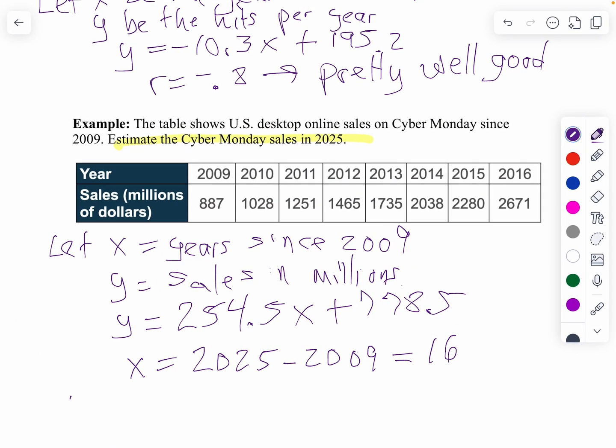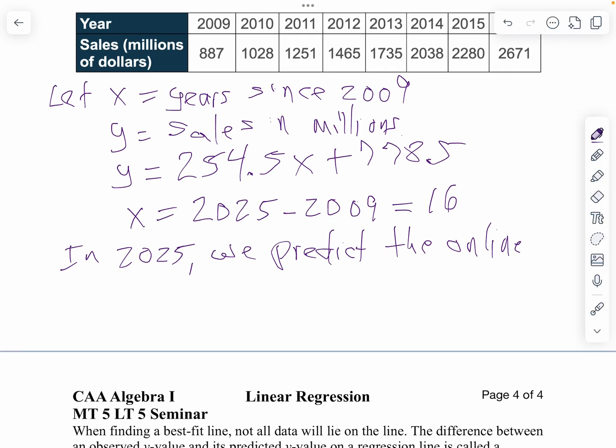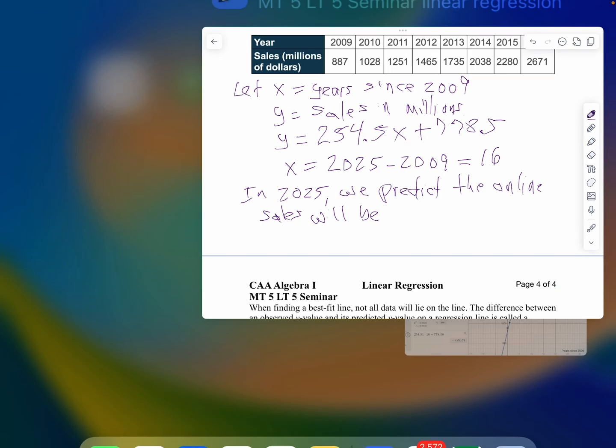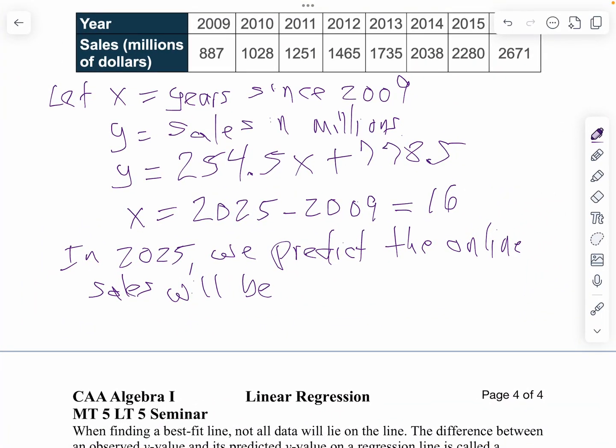So in 2025, we predict the online sales will be, what did we say, 4851 million.